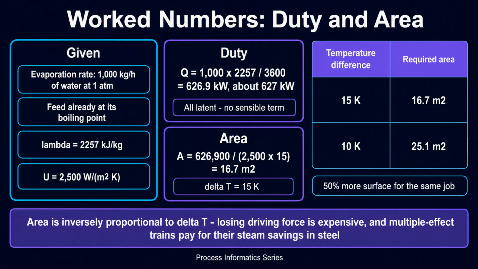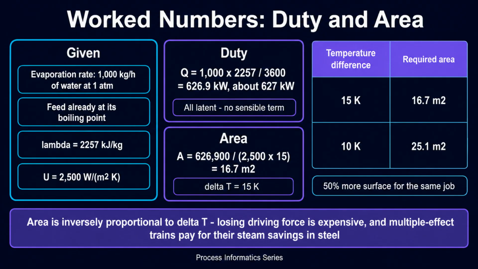It must vaporize 1,000 kilograms per hour of water at 1 atmosphere from a feed already at its boiling point. Take lambda as 2257 kilojoules per kilogram. Duty is m dot times lambda, with units reconciled from kilograms per hour to kilograms per second. So Q equals 1,000 times 2257 divided by 3,600, which is 626.9 kilowatts. Call it 627 kilowatts. Because the feed enters at its boiling point, there is no sensible term. All of it is latent.